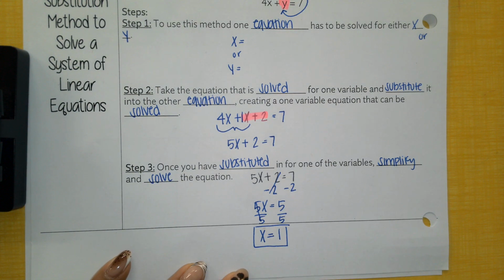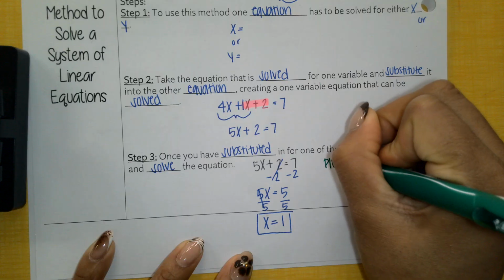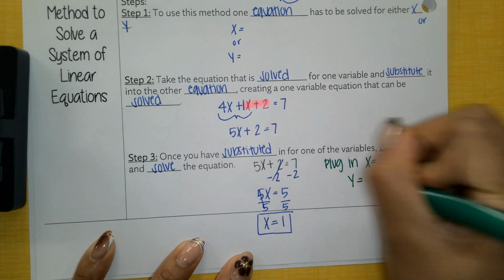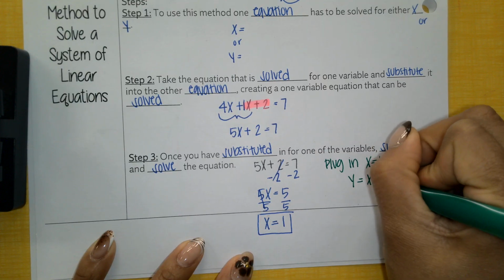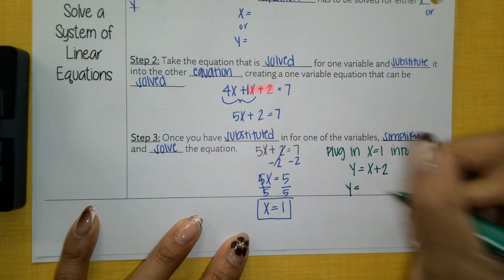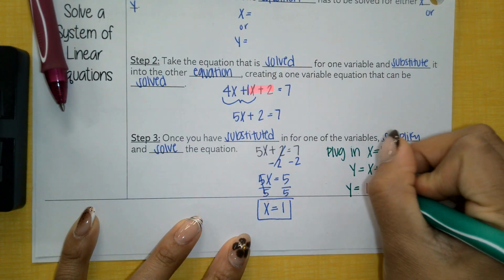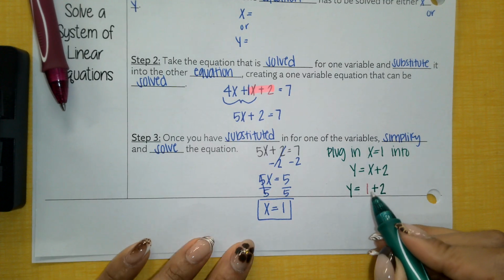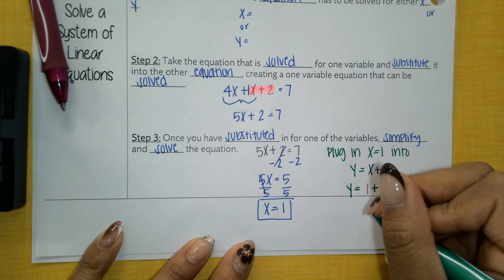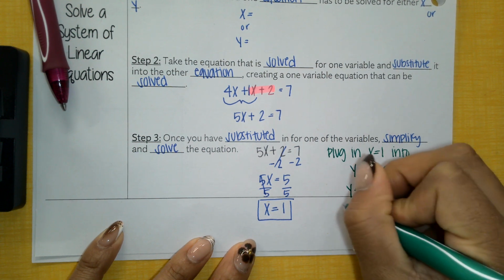So let's go here on the side. We plug in x equals 1 into y is equal to x plus 2. So wherever I have an x, I'm going to plug in 1. So y is equal to 1 plus 2. And what's 1 plus 2 equal to? 3. So y is equal to 3.